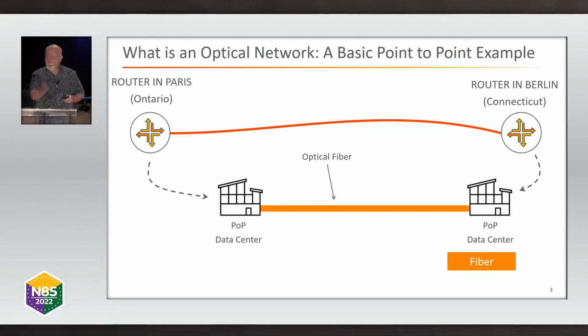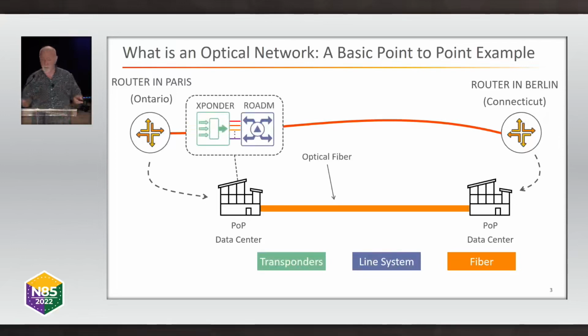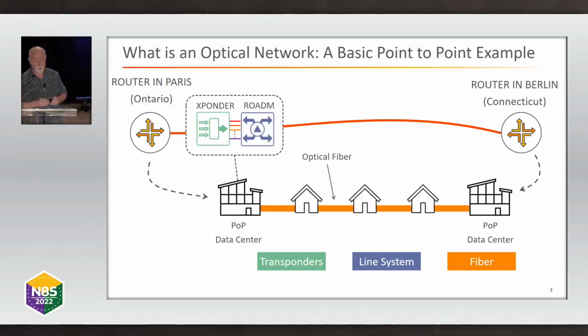But actually, instead of that line, we really need to think that it's an optical network. It may be a simple point-to-point link, but there will be these elements of optical fiber connecting these two locations. And at the endpoints, there's going to be some equipment in the data center or POP. We're going to have something like a ROADM or a terminal. ROADM is an optical switch, and transponders, which actually put the ones and zeros onto the fiber itself.